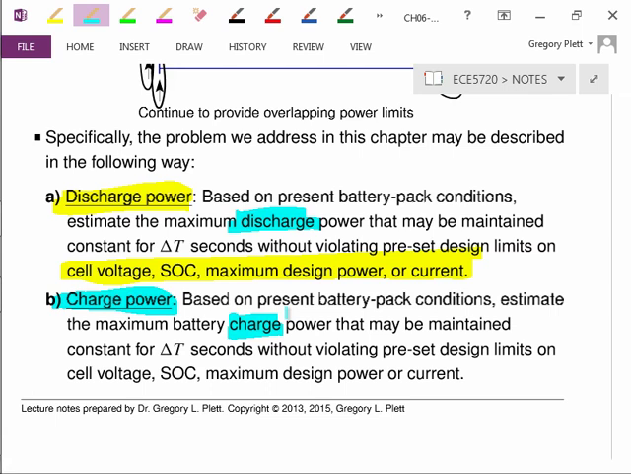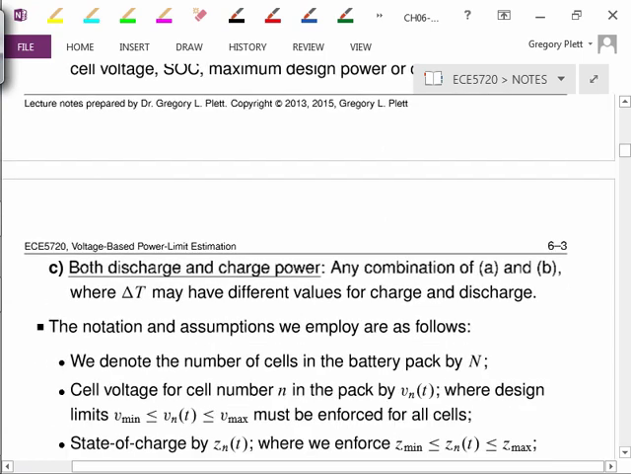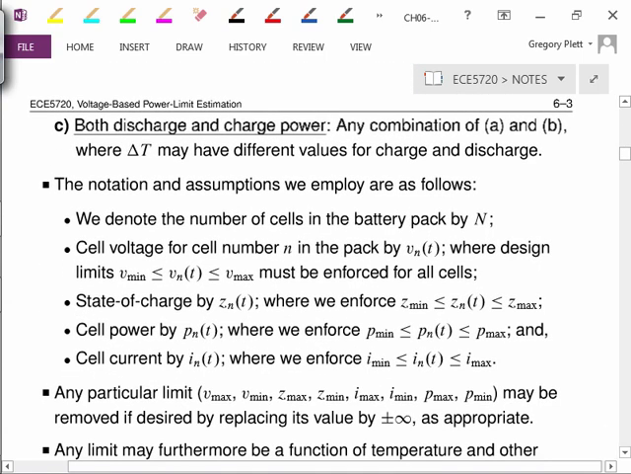And we would generally provide both of these limits simultaneously, so it's a limit of positive and negative power, if you will, that's permitted over the delta t seconds. And in most cases we do both. We provide both discharge and charge power limits to the load.